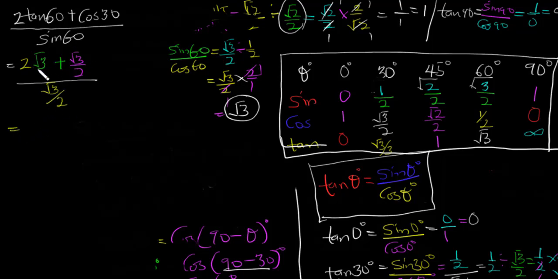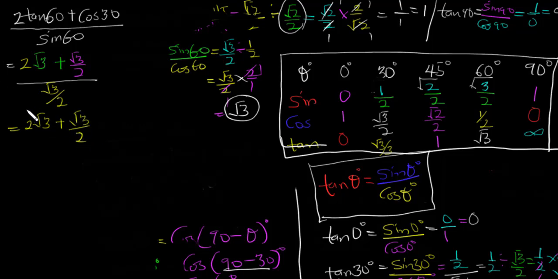Okay, so we have the numerator and we have the denominator. Now, one thing you have to see here is that 2 root 3 is the same as 2 root 3 out of 1 here. And because we have a fraction here that is root 3 out of 2, I want us to first simplify the numerator. So we have 2 root 3 plus root 3 out of 2 here.